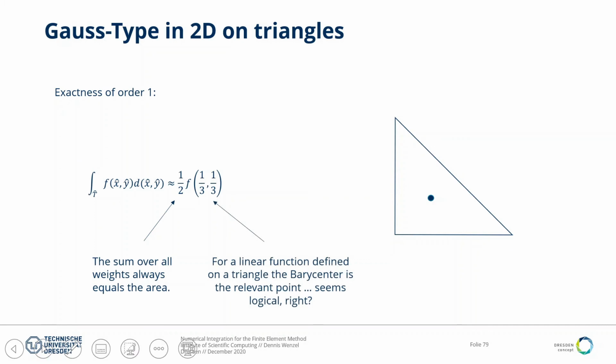And now, well, that the barycenter is the important point is also kind of intuitive, because the barycenter is to the triangle what the midpoint is to the interval or the square. So you see that by using this approach, which seems kind of complicated in the beginning, you in the end have points and weights which are quite intuitive, because if I would ask every one of you to choose one relevant point that represents the information of a triangle, you would probably choose the barycenter.